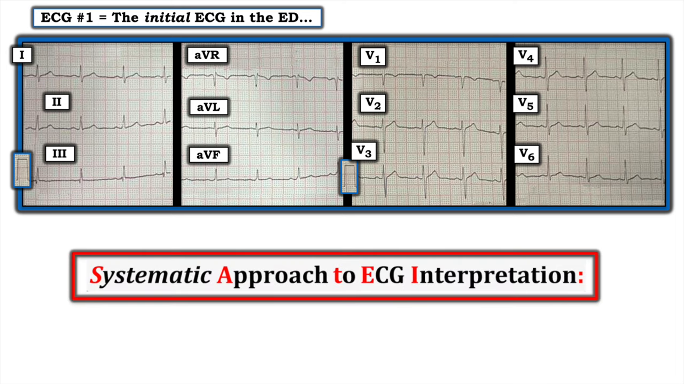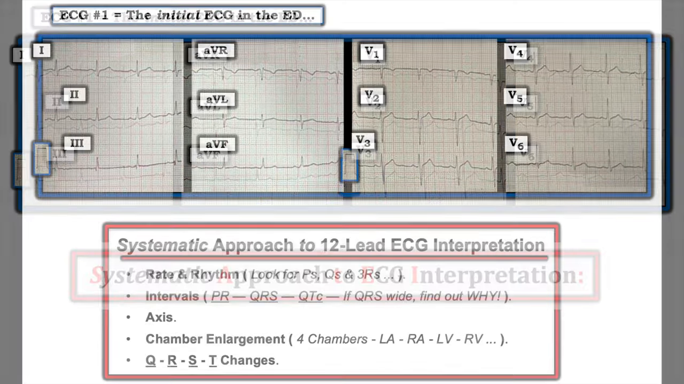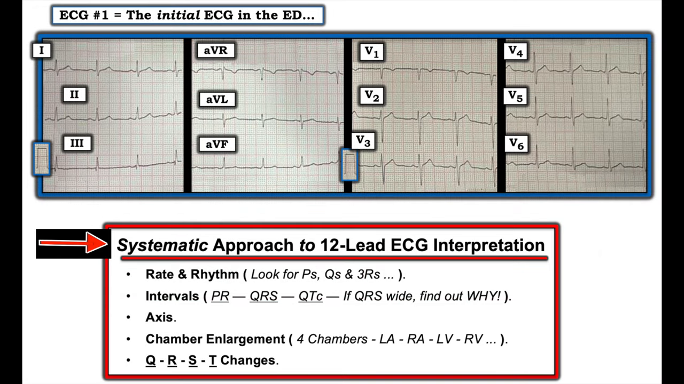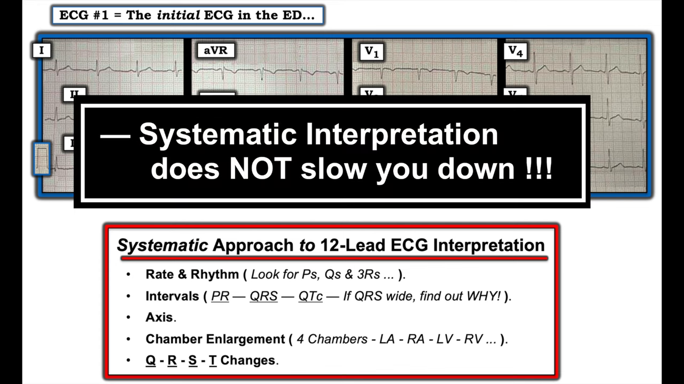So what is my system for 12-lead? This is my 12-lead approach. There are actually six parameters, the first two of which are rate and rhythm, then intervals, then axis, chamber enlargement, and looking for changes of ischemia and infarction, which I call QRST segment changes. This does not slow you down. On the contrary, using a system both for rhythms as well as for 12-lead ECGs, it speeds you up. I do this in real time.